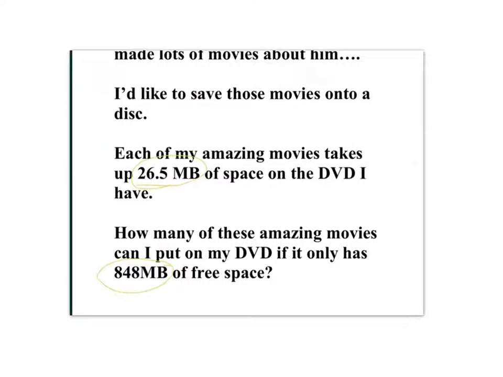That's the question we need to answer: if I took a whole bunch of movies of my dog and each one takes up 26.5 megabytes, how many of those movies can I fit on a DVD that has 848 megabytes of space? My division problem would look like this, which I will solve later, but I'm just going to write it out for you. It would be 848 divided by 26.5. It's one whole DVD divided into groups of 26.5.